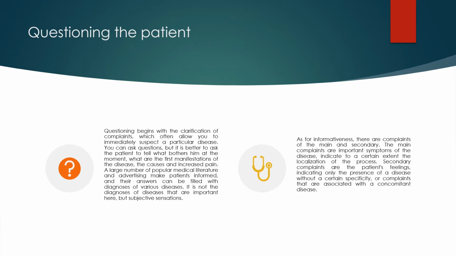So, as for the informativeness, there are complaints of main and secondary value. The main complaints are the important symptoms of the disease, which indicate a certain extent and localization of the process. Secondary complaints are the patient's feelings, indicating only the presence of a disease without a certain specificity, or complaints which are associated with the current disease.